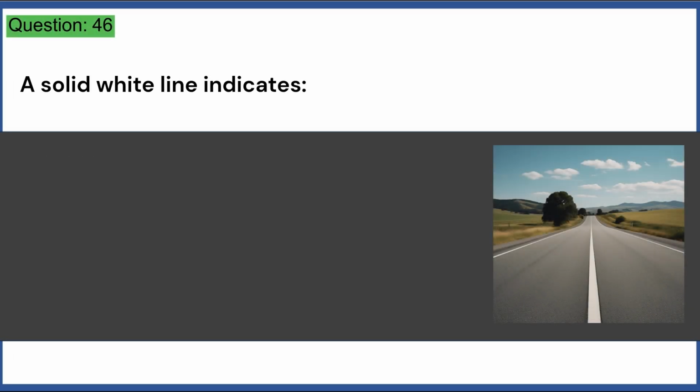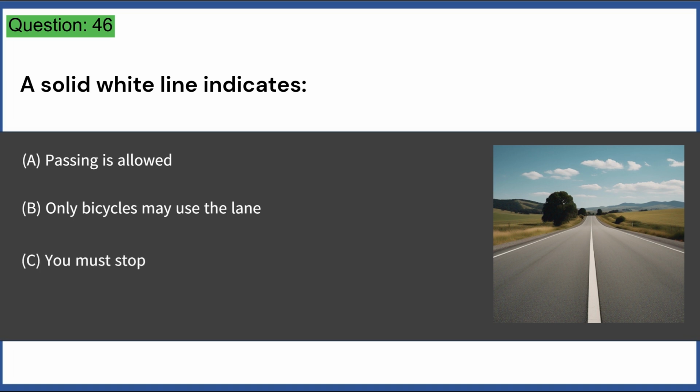A solid white line indicates: A. Passing is allowed. B. Only bicycles may use the lane. C. You must stop. D. Lane changes are discouraged. Answer: D. Lane changes are discouraged.